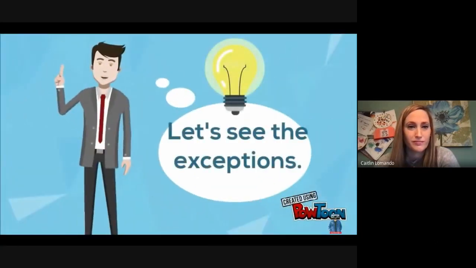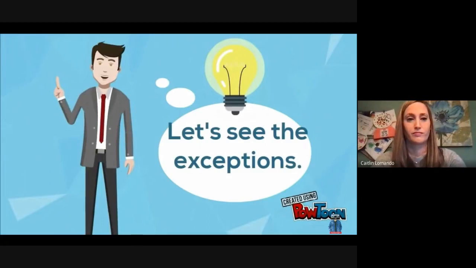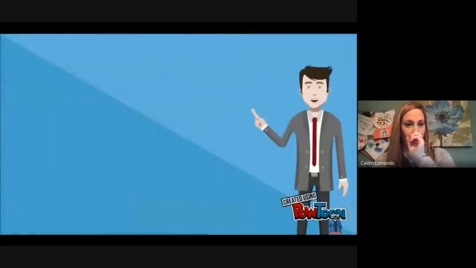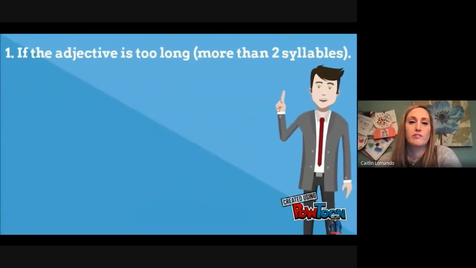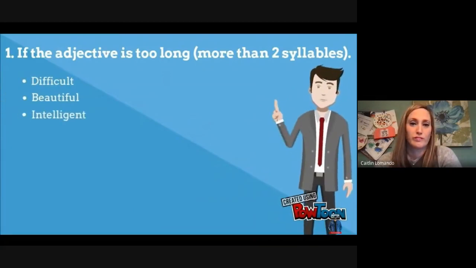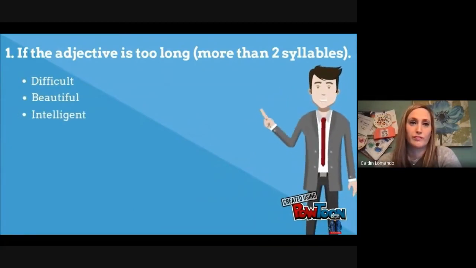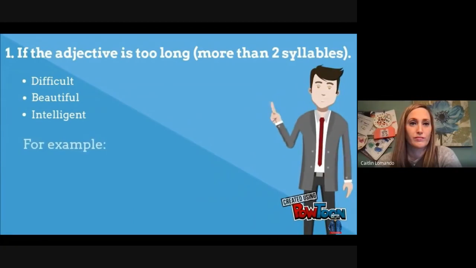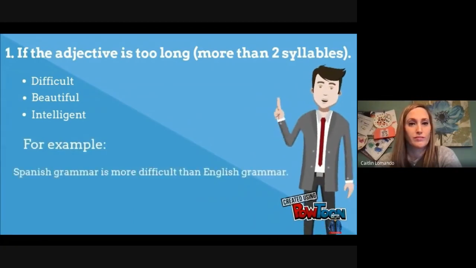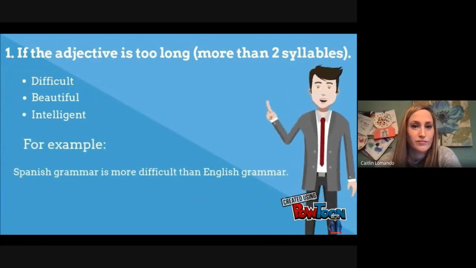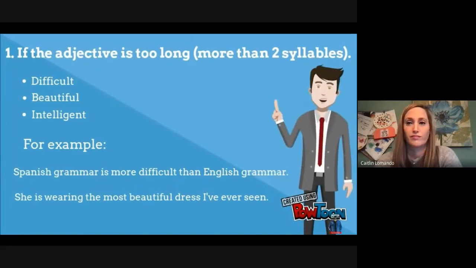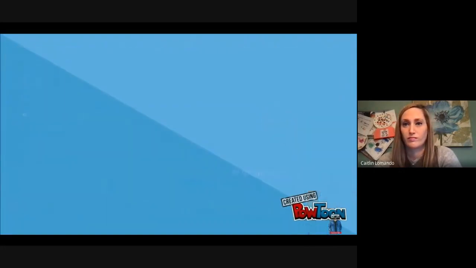Now, we're almost done, so let's see the exceptions. First, if the adjective is too long, more than 2 syllables, then you cannot use comparatives and superlatives. For example, Spanish grammar is more difficult than English grammar, or she's wearing the most beautiful dress I've ever seen.